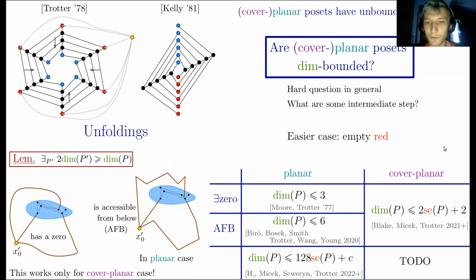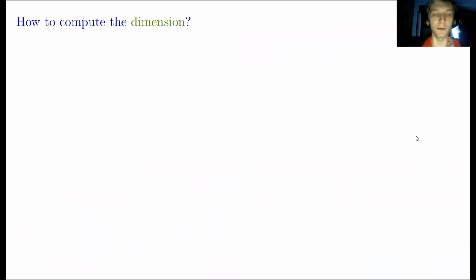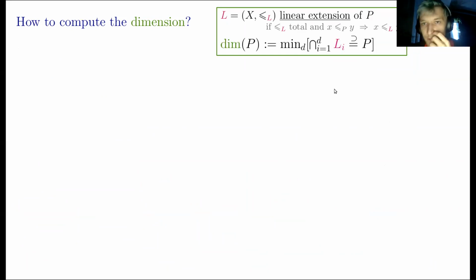And now let me move on to the proofs. Oh no, sorry. Before the proofs, I have a slide about dimension. So I announced that I will tell you a little bit how to approach dimension in a more practical way. So this is a definition that I gave you at the beginning. It's just the minimal number of linear extensions to be intersected to retrieve P.